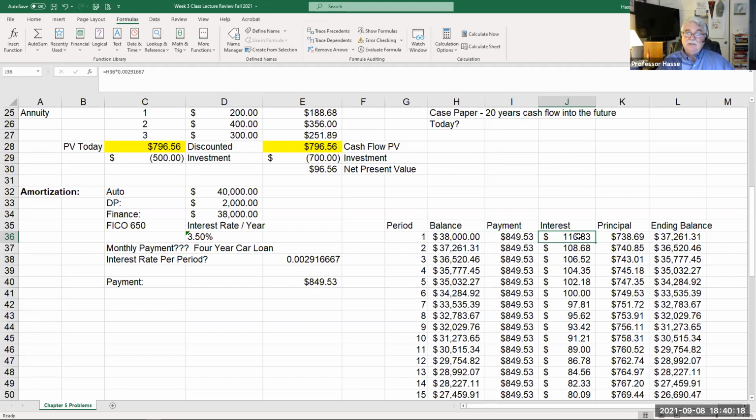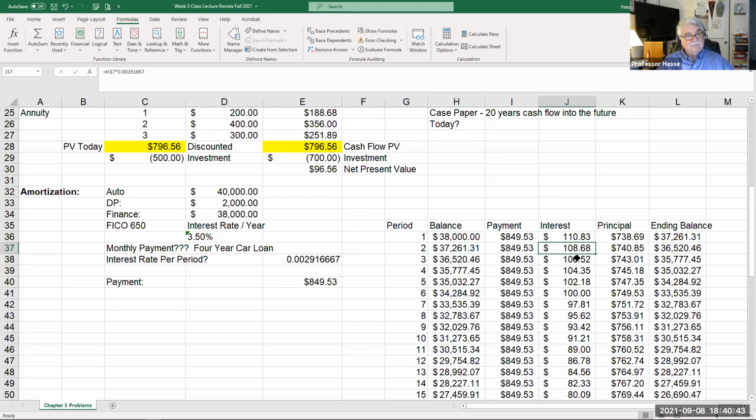So then I take the interest and subtract it from the payment, and there's my principal payment. They both total $849.53. And now notice what I do. I take that principal payment and subtract it from the balance. There's my new loan balance. That goes down to year 2. Again, I take 0.002916667. There's my interest rate.